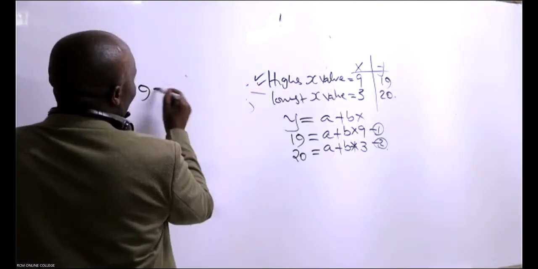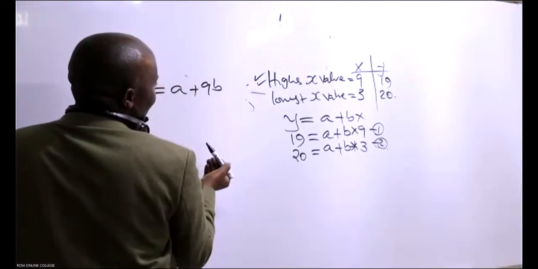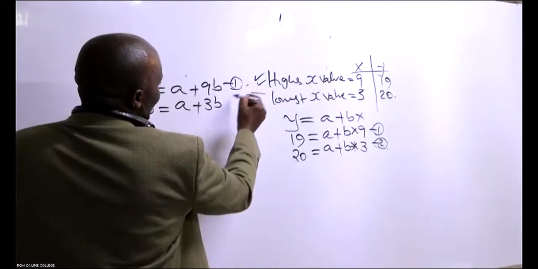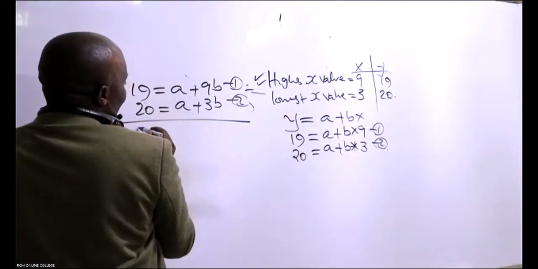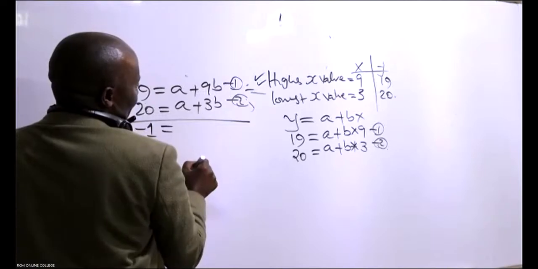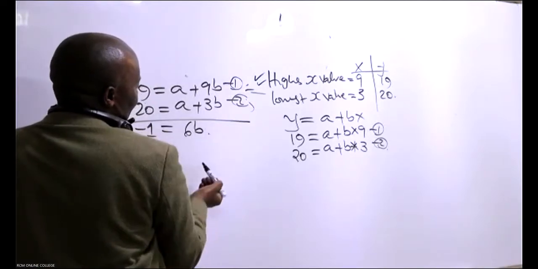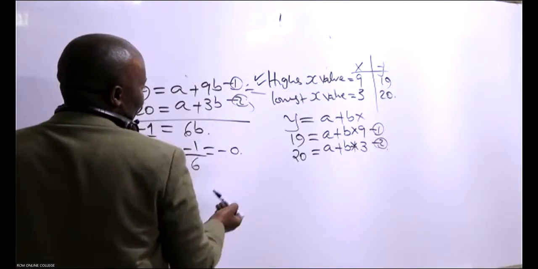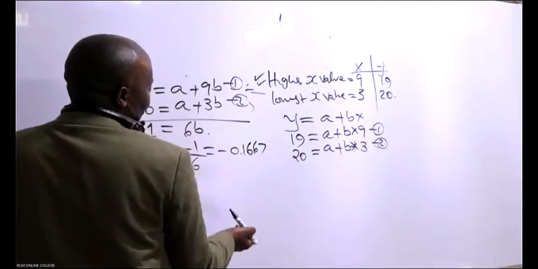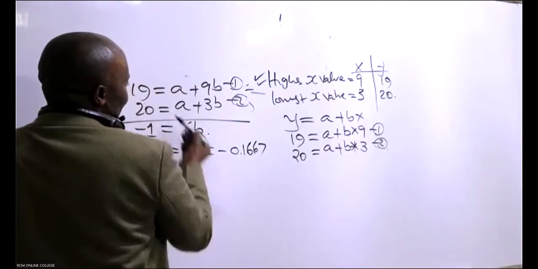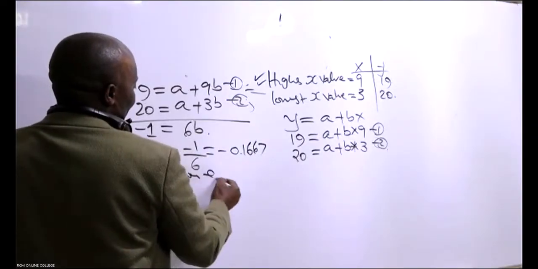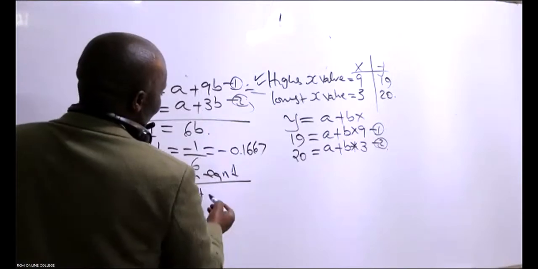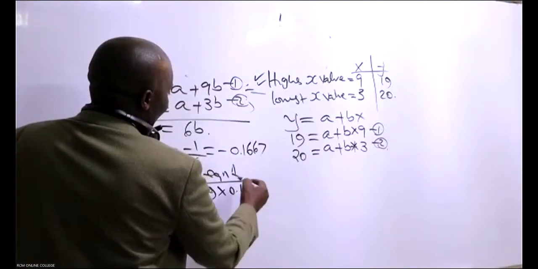So then this will be 19 equals a plus 9 boy, right? 20 equals a plus 3 boy. 1, 2. Subtract. So 19 minus 20 gives me minus what here? So this disappears, right? This gives me what here, somebody? 6b. Therefore, b will be minus 1 over what here? 6. Which gave you guys minus 0.167. And then now we can easily get a from equation 1. So it will be 19 equals a that we don't know plus 9b, which is negative here.